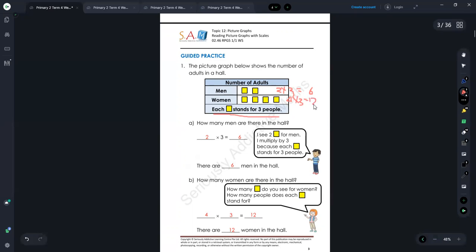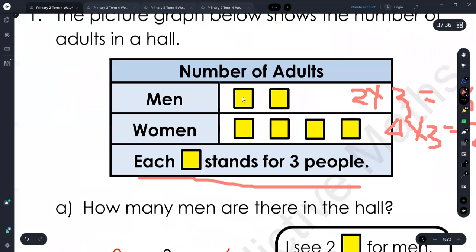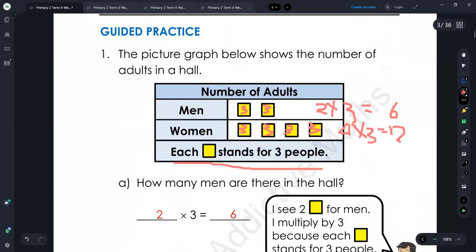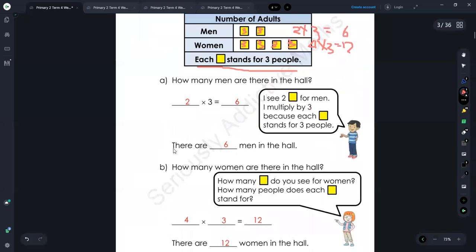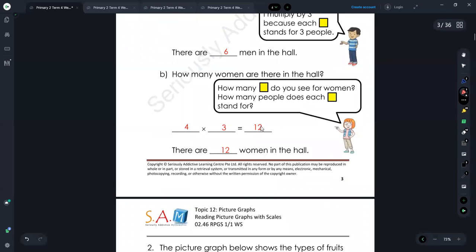For those of you whose students are not good at multiplication, you may get them to think that if 1 equals 3, they can write the 3 inside there. So for those who don't have good multiplication, they can do this, but we try to do multiplication as best as possible. Then after that, they can fill in the blanks here. How many men are there in the hall? We have the working here, 2 times 3 equals 6, so 6 men, and then women and so on.